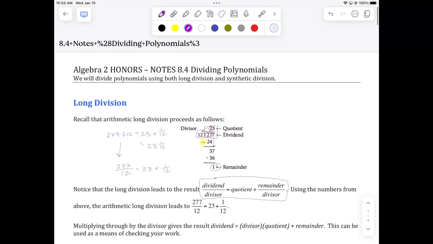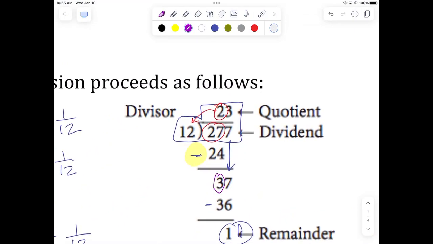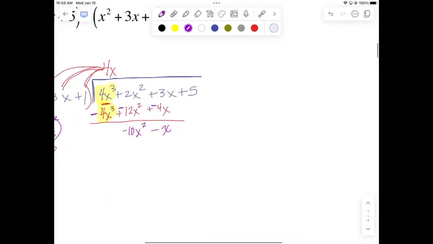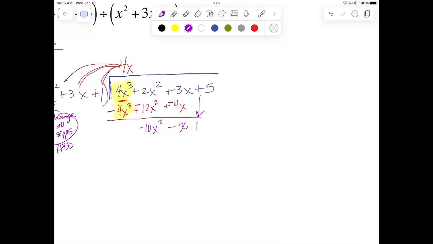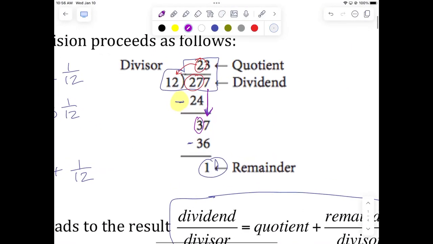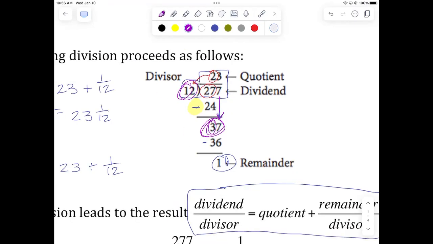Now let's come back up here to our template. When I subtracted before, I got 3. What did I do next to get the 7 there? Bring it on down. So we're going to bring down the plus 5. And now we're going to do the exact same thing, just like we did up here with numbers. Remember, we said how many times does 12 go into 37? You just repeat the process.